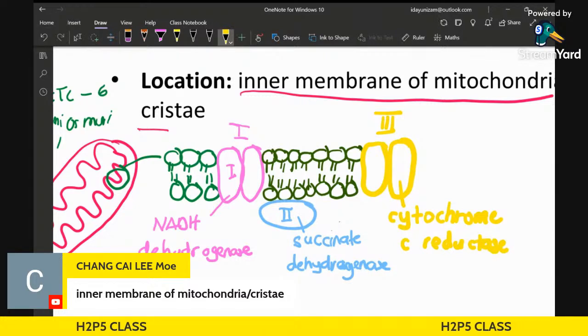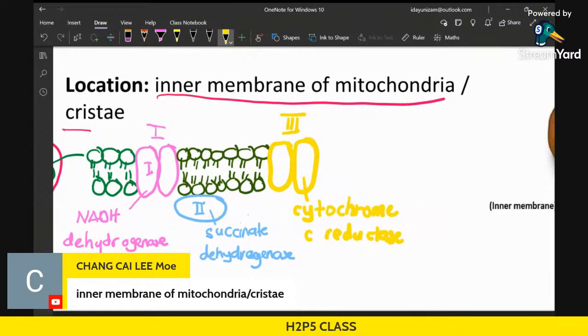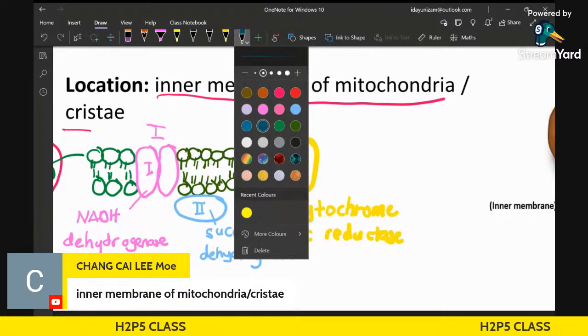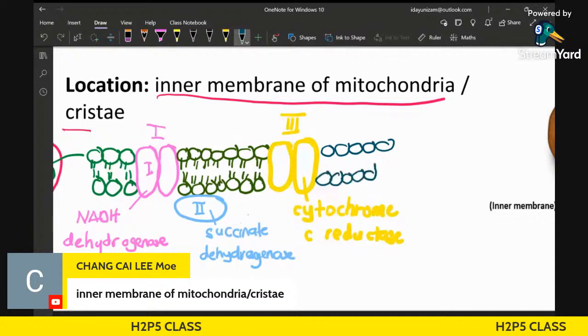Okay, complex 1 done, complex 2 done, complex 3 done. And then complex 4. Where is complex 4, class? If you look at the inner membrane of mitochondria, it will be after this one. So I want you to keep sketching with me so you know the structure very well and will then understand better the process that takes place on each complex. Continue sketching the membrane, which belongs to the inner membrane of mitochondria, or cristae. I have repeated many times, class: inner membrane of mitochondria or cristae.